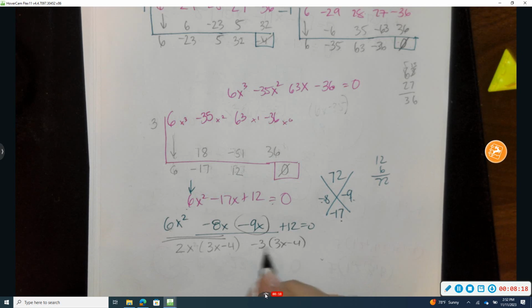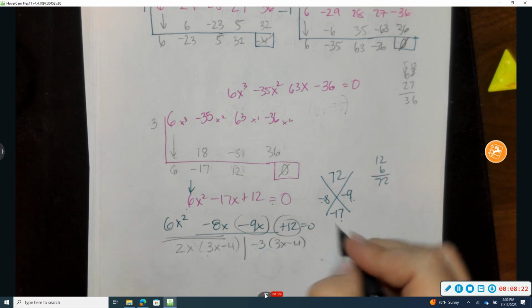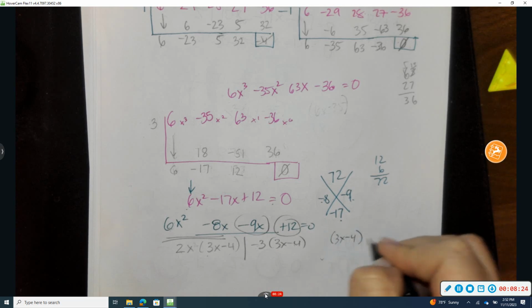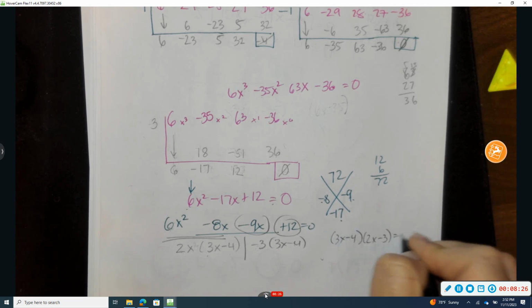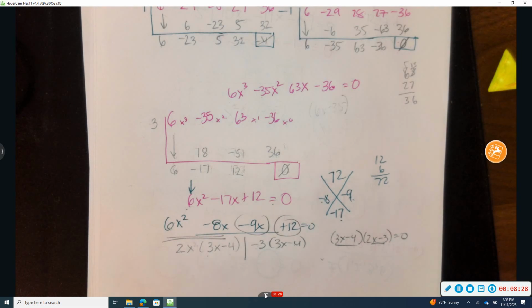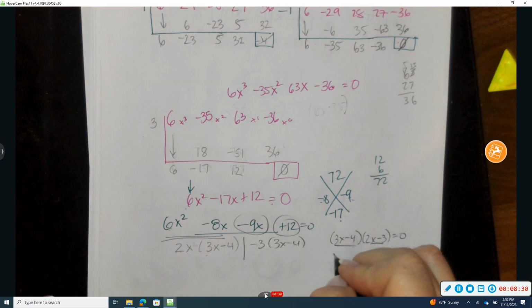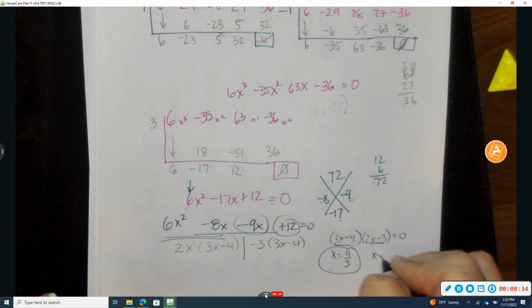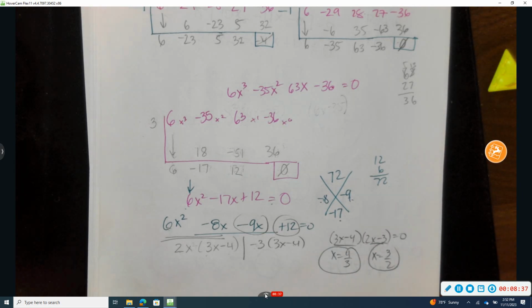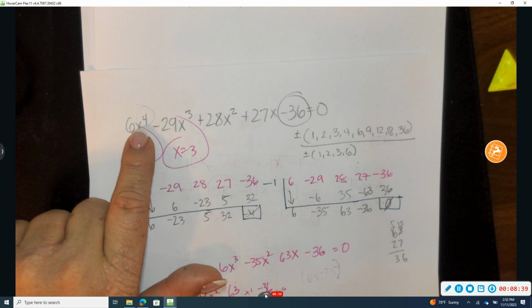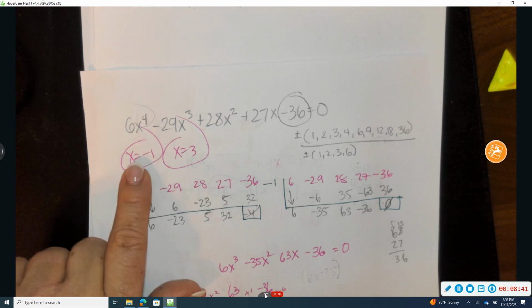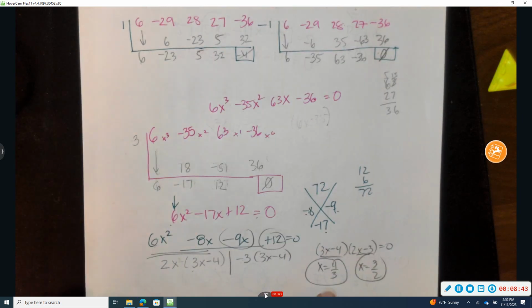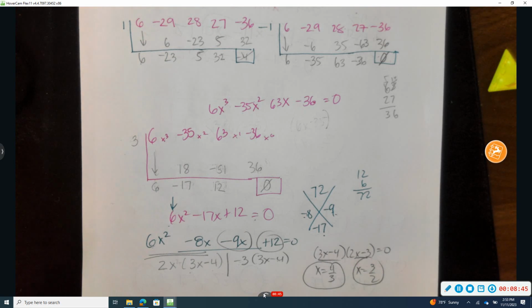Would be a negative 9. Perfect. And a positive 12. Perfect. Okay. So they both contain a 3x minus 4. In the front is a 2x, and the back is a negative 3. I'm going to take each one of these factors, set it equal to 0, and solve. One answer then will be positive 4/3. The other answer will be a positive 3/2. So we have 4 solutions to this polynomial equation: negative 1, positive 3, positive 4/3, and positive 3/2.